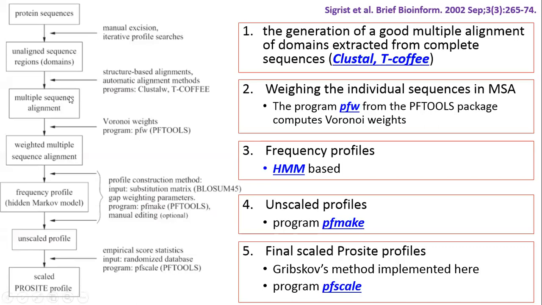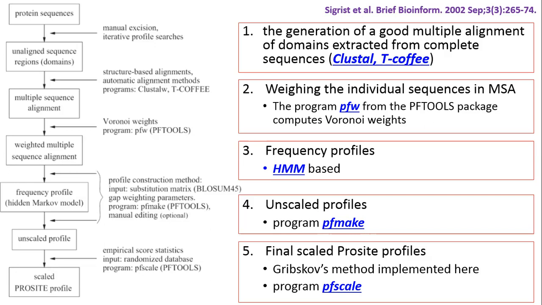When you have this multiple sequence alignment, the next thing you are supposed to do, as I have mentioned, is to weigh the individual sequences in the MSA, or multiple sequence alignment. तो ये जो weighing का काम है, it is done using the program called PFW. And we give something called Voronoi weights to the sequences present in your multiple sequence alignment. Well, let us not go into more details of how we compute these Voronoi weights and what the criteria are for selecting which domains are given what kind of weights.